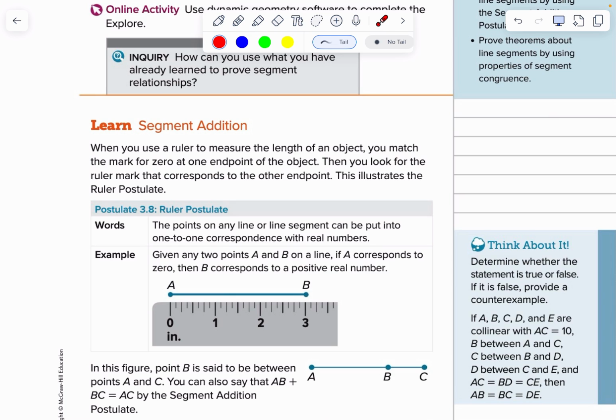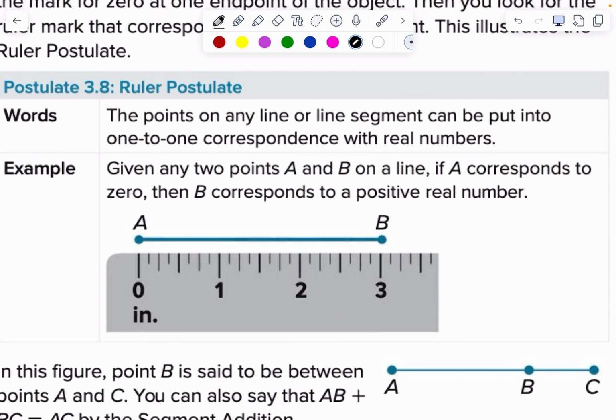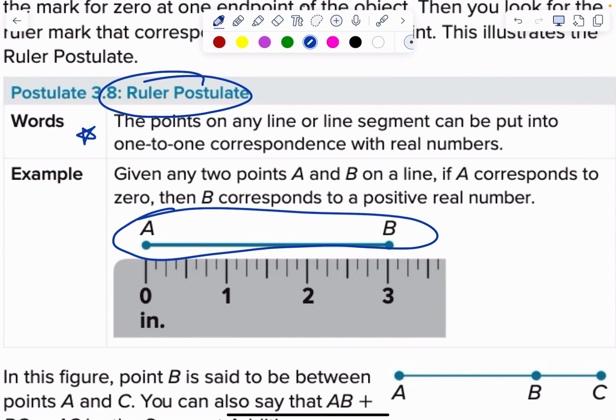Okay, so we're not going to write every single theorem or postulate down that we come into contact with. Like this first one, we're not going to write this down, but here's what it says. In words, the points on any line or line segment can be put into one-to-one correspondence with real numbers. In idiot terms, this says, if I have a line segment, I can measure it with a ruler. That is the ruler postulate. How stupid. If I have a line segment, I can measure it with a ruler.